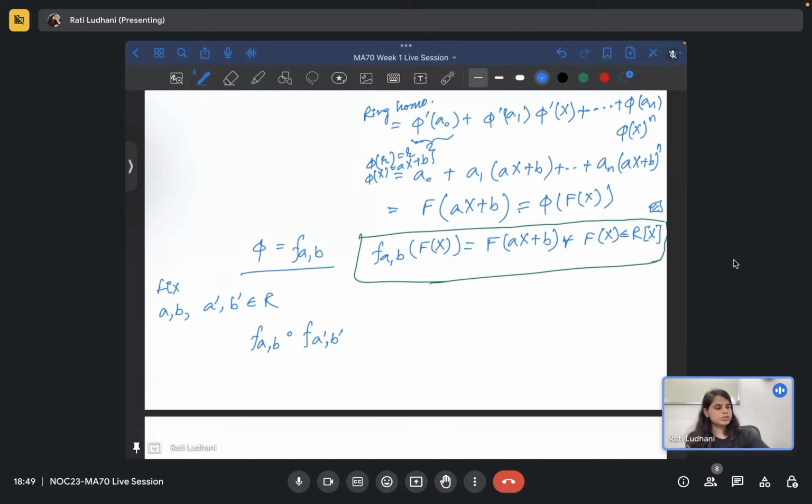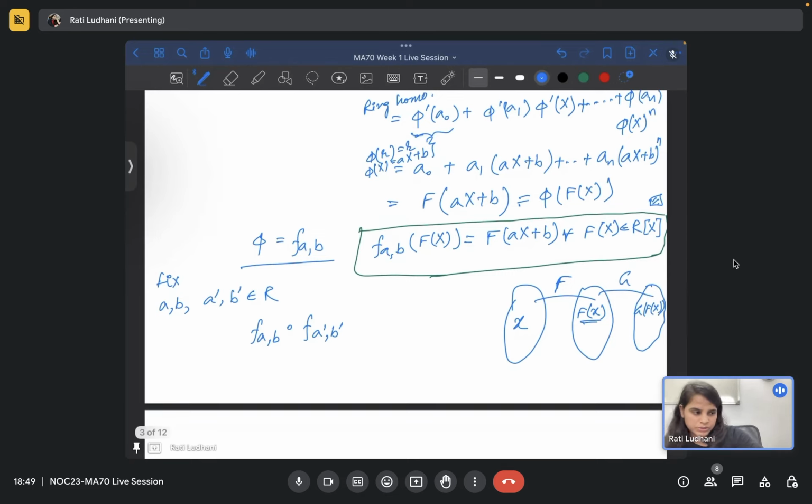What is the meaning of composition? Usually, you have some map, so this is your f, let's say. Any element x maps to f(x). Now if you want to compose it with some other map g, then where does this map to? You get f of x, whatever element you get, and then map f(x) to g of f of x. So this is the composition we usually do. The same thing has been asked here.